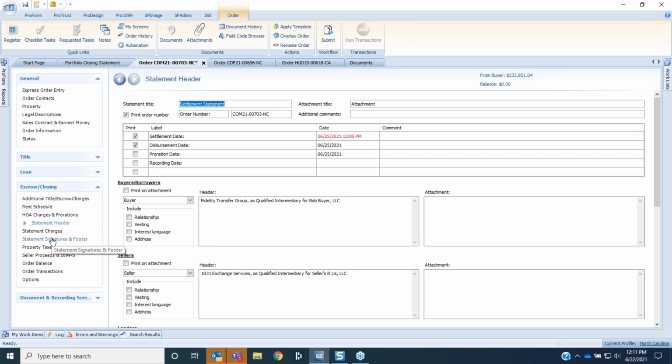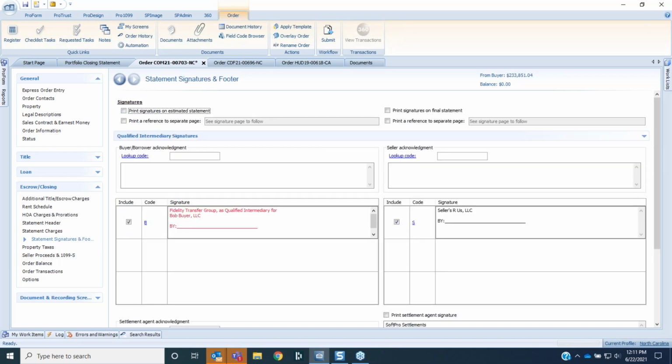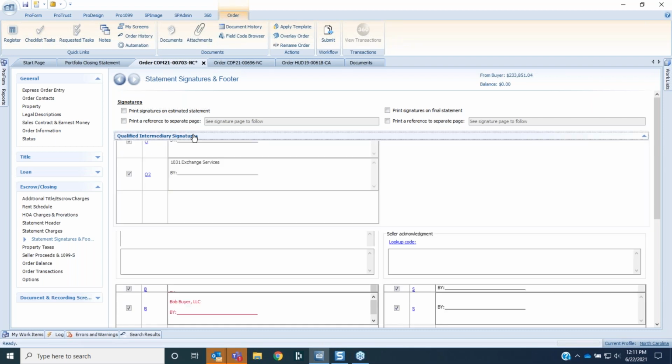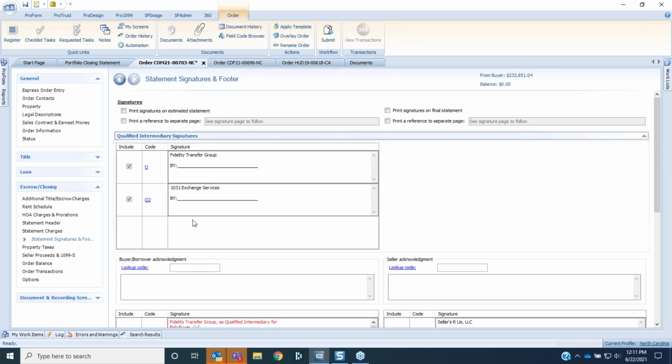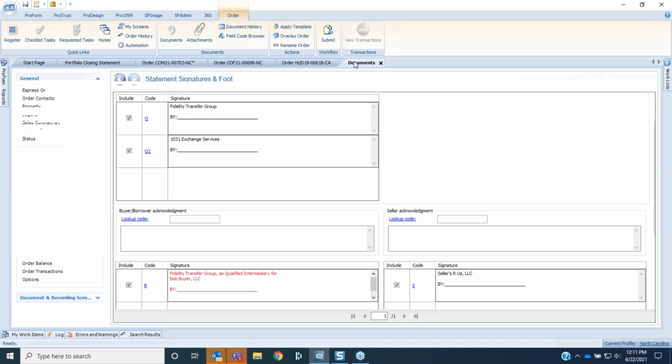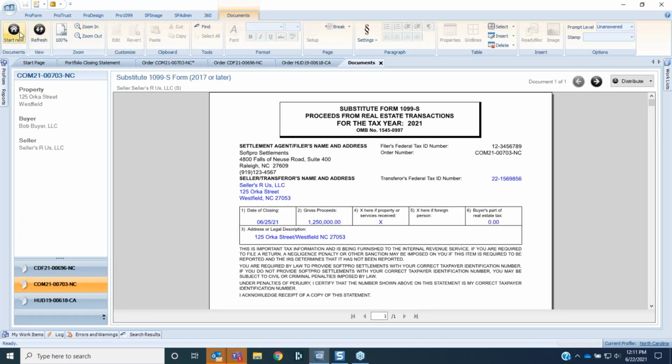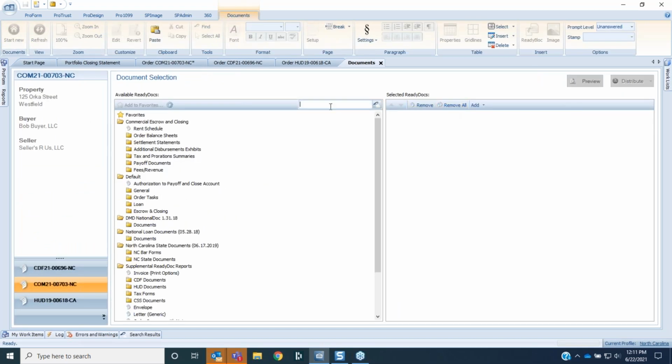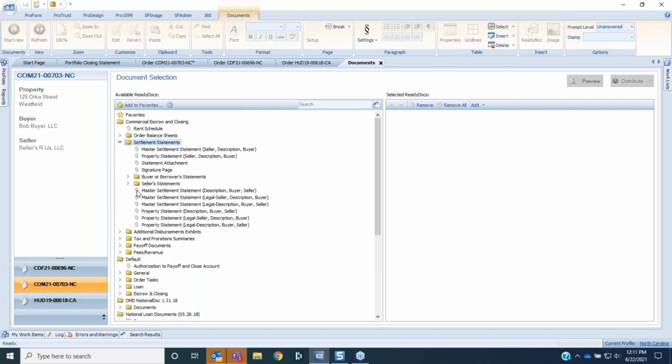If I go to the footer and the signatures, now I have options where I can manually create a signature line that says my QI is tied to my buyer and or my seller, or I can include qualified intermediary signatures and buyer or seller signatures. So I'm going to pull that document and show you what that looks like as well. I'm going to go back to my documents, and we're going to pull a commercial settlement statement.